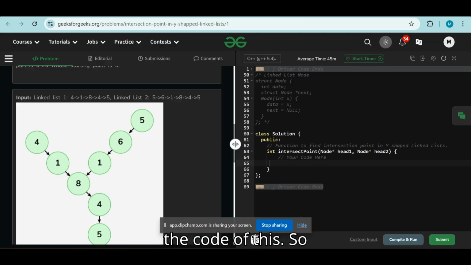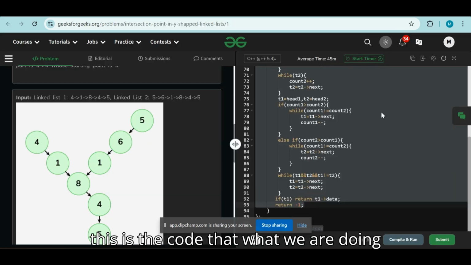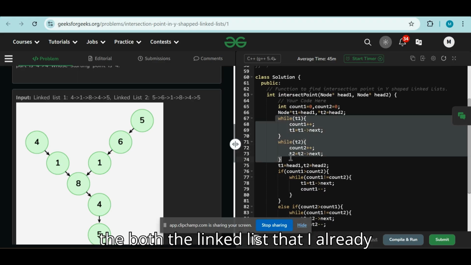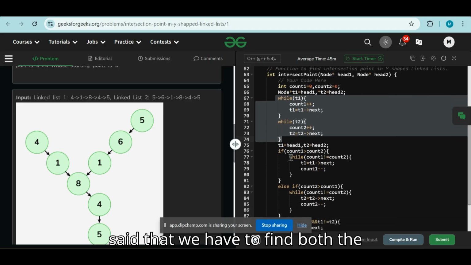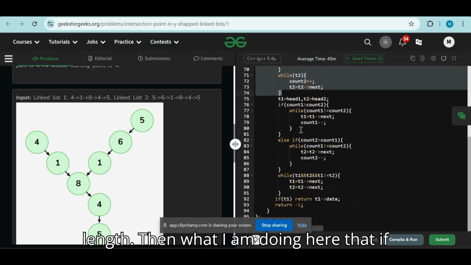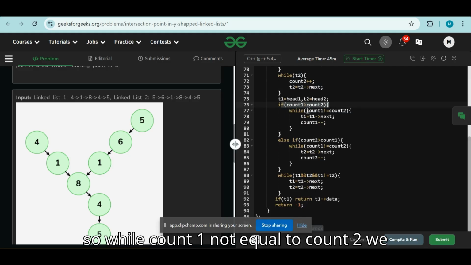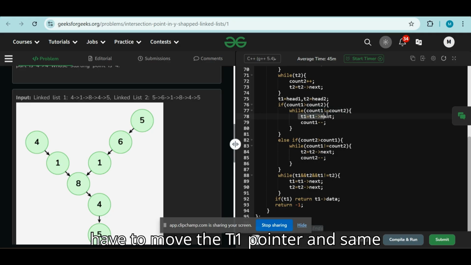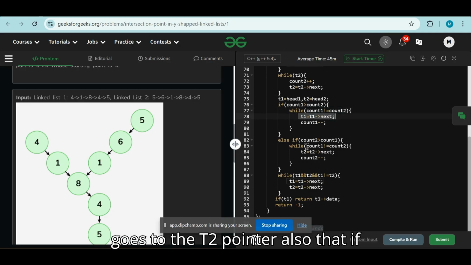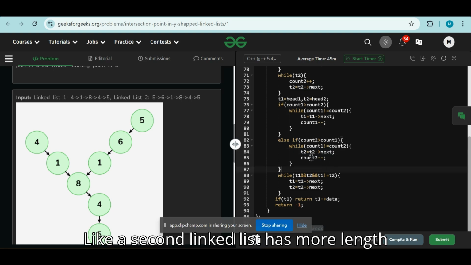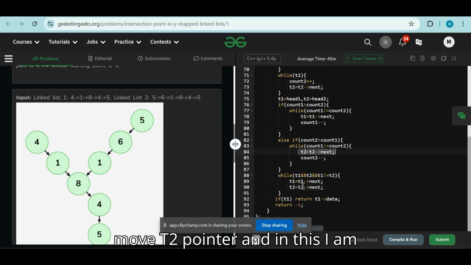Let's see the code of this. So this is the code that we are writing here. First, we find out the length of both linked lists, as I already said. Then what I am doing here, if count 1 is greater than count 2, while count 1 not equal to count 2, we have to move the t1 pointer, and the same goes for the t2 pointer: if the second linked list has more length than the first linked list, then we have to move the t2 pointer.